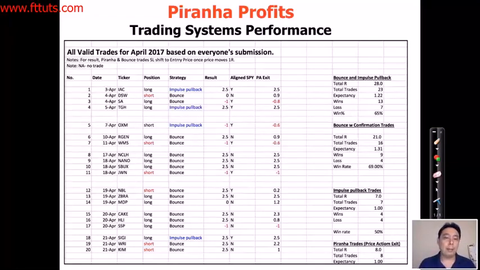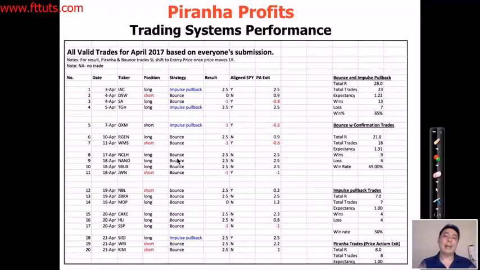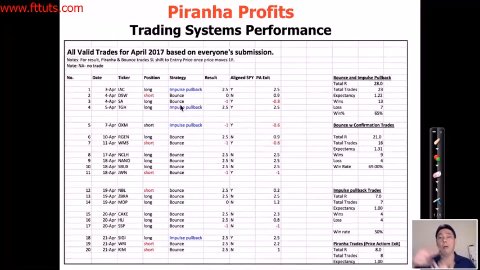So this is an example of the trading records that I have of my systems. And over here you can see two systems, the impulse pullback system and the bounce system. So in level 1 of the course, you'll be learning the bounce system. And in level 2, you'll be learning the impulse pullback system and a whole lot of other counter trend trading systems, plus the intraday trading system.